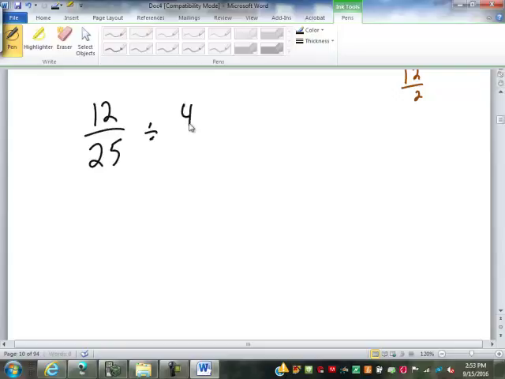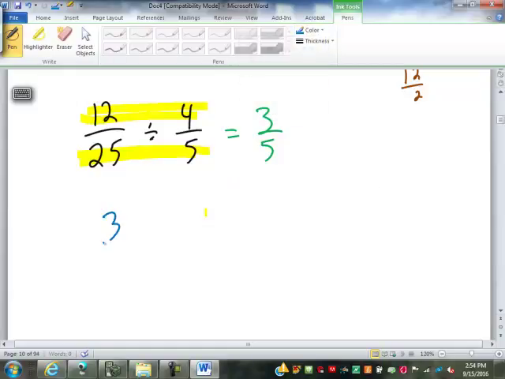We said that division follows the same rules as multiplication. Division is just multiplication done in reverse. So when we multiplied straight across, when we divide, can I divide straight across my fractions? If I do 12 divided by 4, I get 3. 25 divided by 5 is 5. Is that the right answer? Sure is. Does that work every time? Sure does.